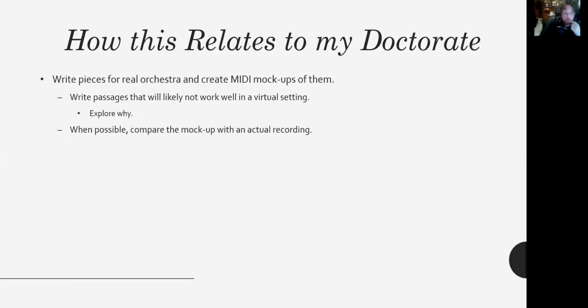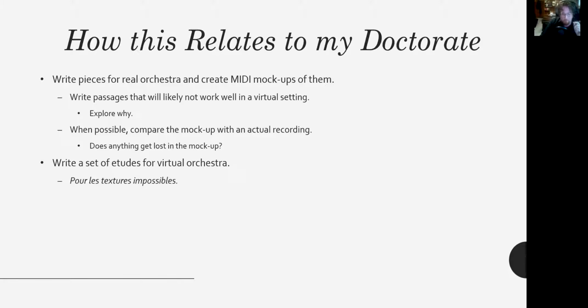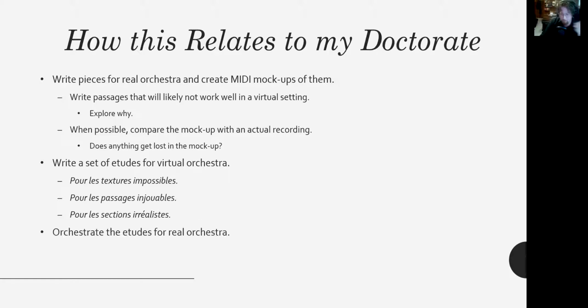So when possible, I'm going to compare the simulations with actual recordings. I'm going to discuss or explore what gets lost in the mock-up. Alongside this, I'm going to compose a set of etudes for the virtual orchestra. In these etudes, I will explore the things that I previously mentioned about creating unique aesthetics. Finally, I'll orchestrate these etudes for real orchestra. Does this lead to the discovery of new textures, timbres, or sonorities, at least on a personal level?